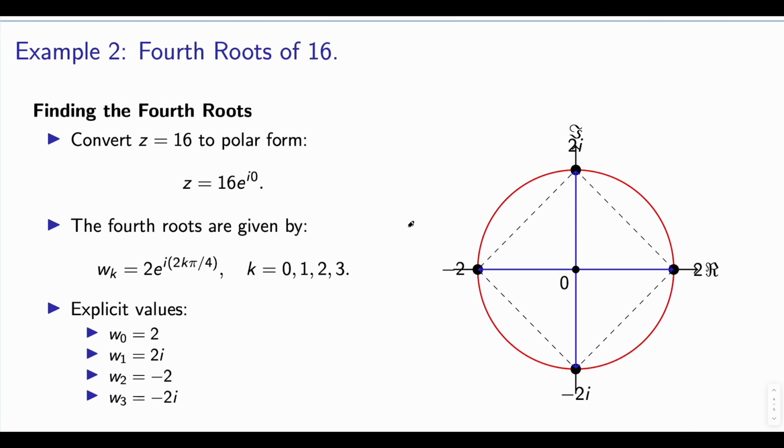Similarly, we can also find the fourth roots of 16. Again, with the same structure, we convert into the polar form, and then find the fourth roots using the same formula w_k, with k equal to 0, 1, 2, and 3. So all the explicit values of the roots are 2i, minus 2i, 2, and minus 2. All the roots lie on the circumference of a circle of radius 2.